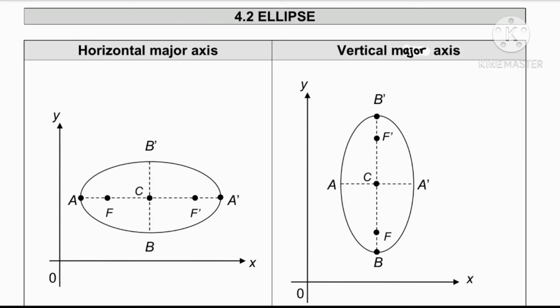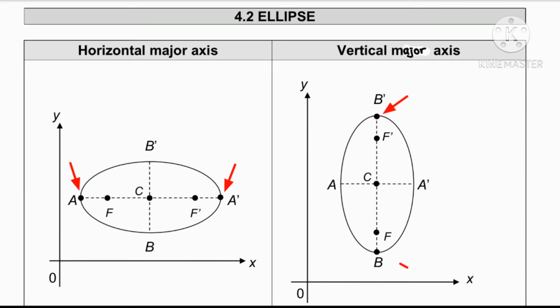In this video, we are going to learn about properties of ellipse. There are two main types of ellipse, the horizontal major axis and the vertical major axis ellipse. Every ellipse has two axes of symmetry. The longer axis is called the major axis and the shorter axis is called the minor axis.